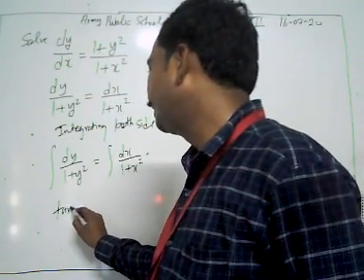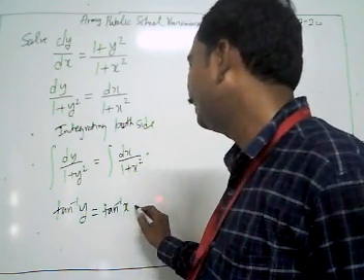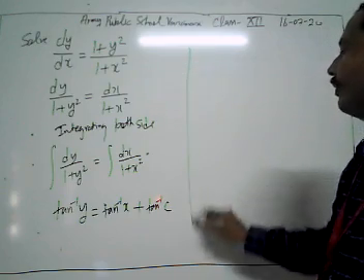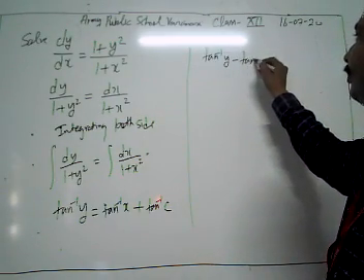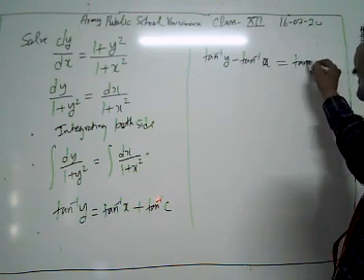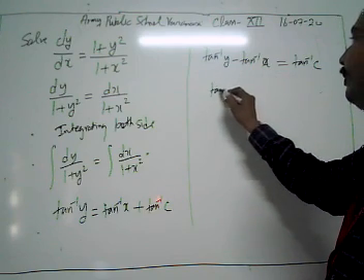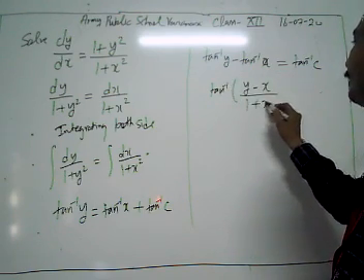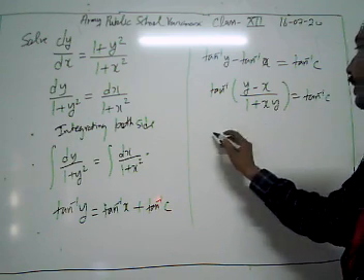And now what we have? It's tan inverse y equal to tan inverse x plus our constant tan inverse c. Now we can further solve it. Tan inverse y minus tan inverse x is equal to tan inverse c. Now we apply the formula of tan inverse a minus tan inverse b: tan inverse of (y minus x) upon (1 plus xy) is equal to tan inverse c.